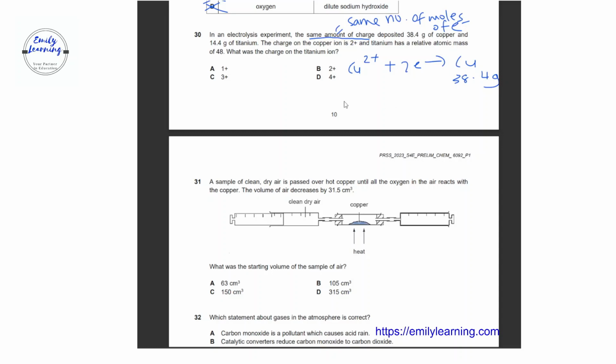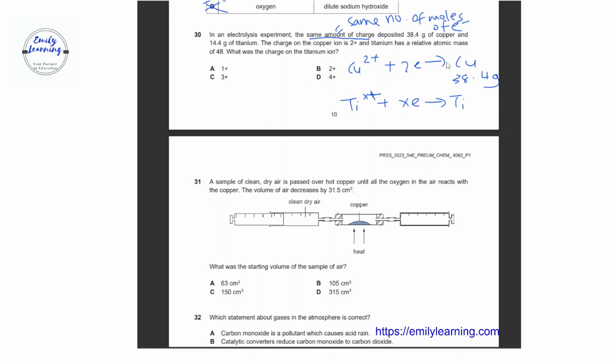Okay, I do not know what the charge of titanium is. Let's assume that it is X plus, so Ti^x+. It will form titanium, right? And we know that the number of moles of electrons involved in the copper reaction and the titanium reaction are the same because the same amount of charge is used.